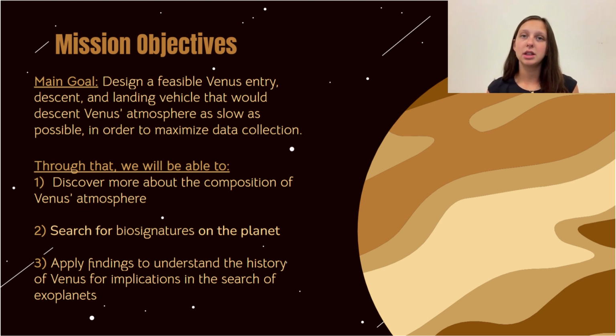Next, our goal was to explore the Venusian surface. Exploring both the atmosphere and the surface are particularly important because we have very limited data on either of these planetary aspects. Additionally, as with almost any planetary exploration mission, we wanted to check for any possible signs of life. And finally, the visionary goal of our entire mission was to apply our findings to understand the history of Venus and implications in the search for exoplanets.